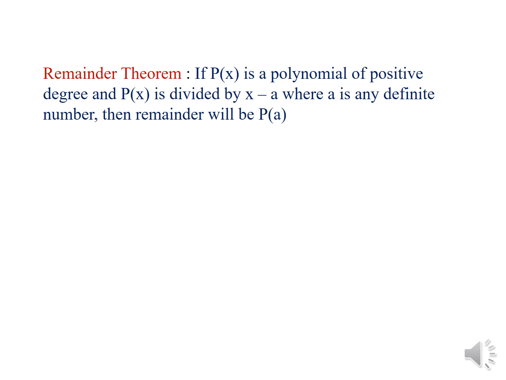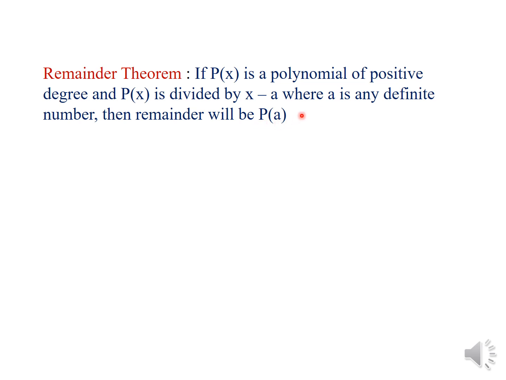Now we want to know what the remainder theorem is. It's very important. Look here at what the remainder theorem is. If p of x is a polynomial of positive degree and p of x is divided by x minus a, where a is any definite number, then the remainder will be p of a. We will prove this now. This is called the remainder theorem. Again I want to say, if p of x is divided by x minus a, then the remainder will be p of a. This is called the remainder theorem.